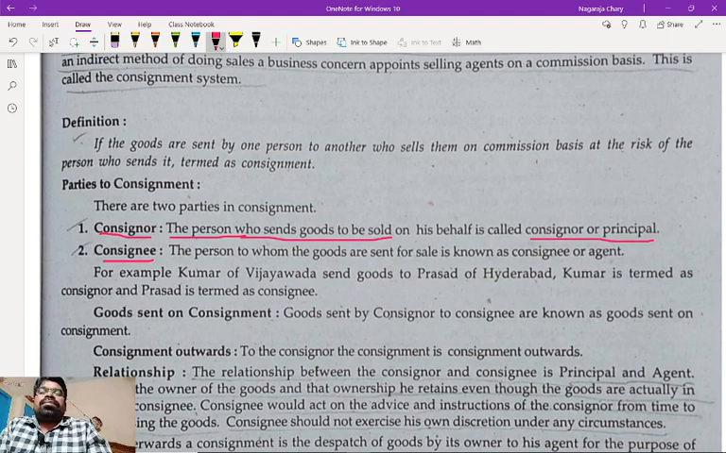The other person in the other area, to whom the goods are sent for sale, is known as the consignee or agent. In the consignment process, the stock is transferred from one place to another place. The person who sends the stock is known as the consignor. The person who is going to receive it to sell the goods is known as the consignee.